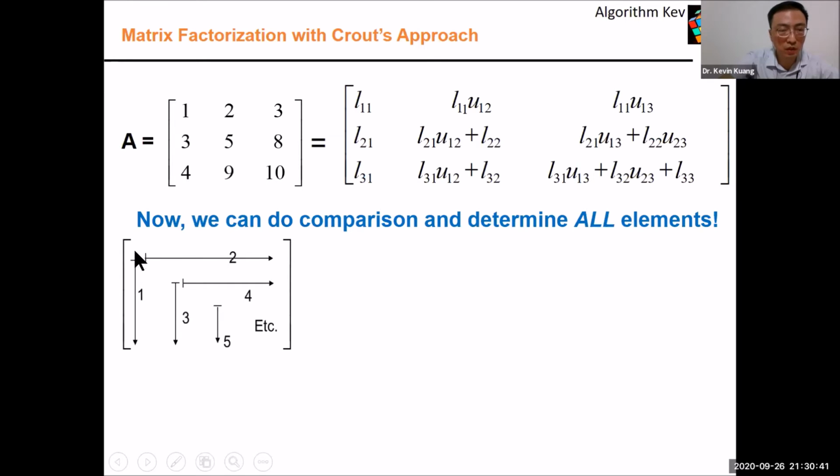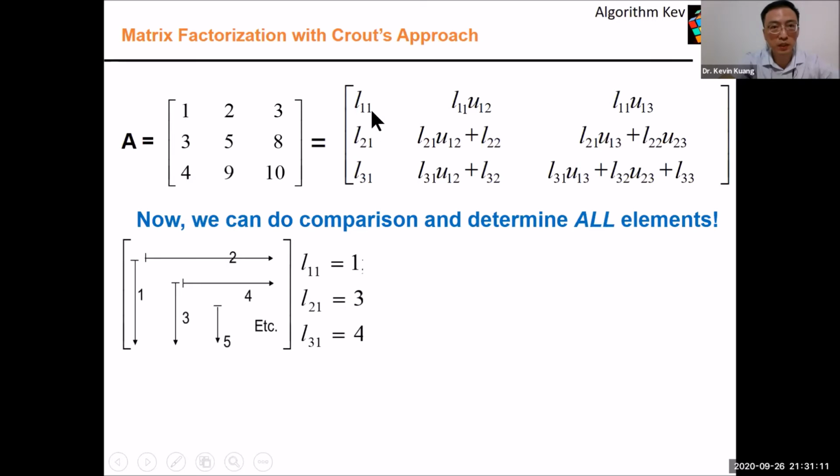We will do the first column to obtain the values of L11, L21, and L31, after which we will proceed in this horizontal manner to obtain, in this case, U12, since L11 is already known from our first round. And the next element that we can obtain will be the U13, because we would already have obtained the value of our L11. Okay, so let's do that.